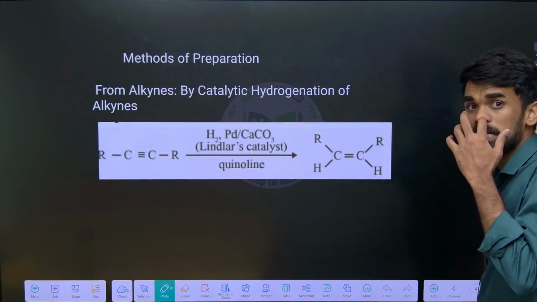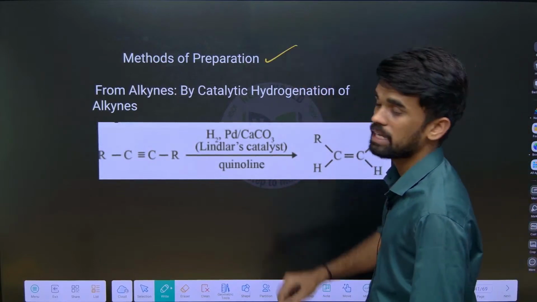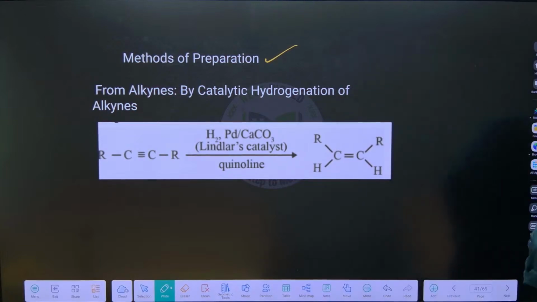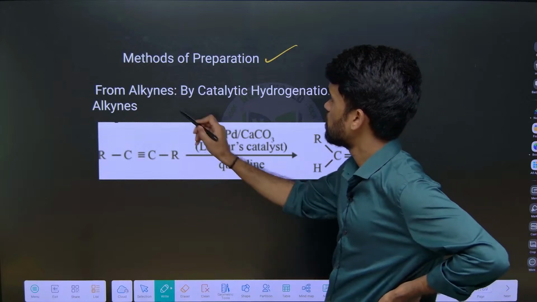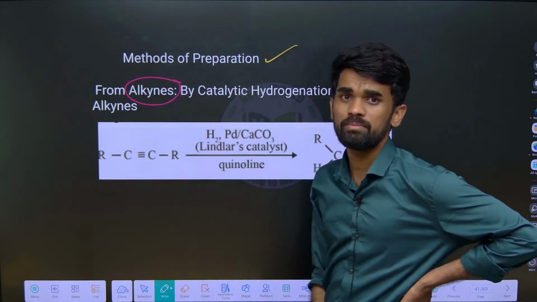Okay, now what are the methods we have for the preparation of alkenes? The first method is from alkynes.